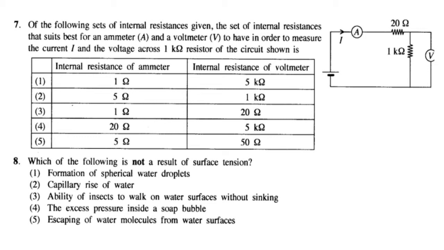Question number 8. Which of the following is not a result of surface tension? First one, formation of spherical water droplets. Yes, it is a result of surface tension. Capillary rise in water. The rise in water in capillary tubes, that is a result of surface tension. Ability of insects to walk on water surfaces without sinking. Yes, it is a result of surface tension.